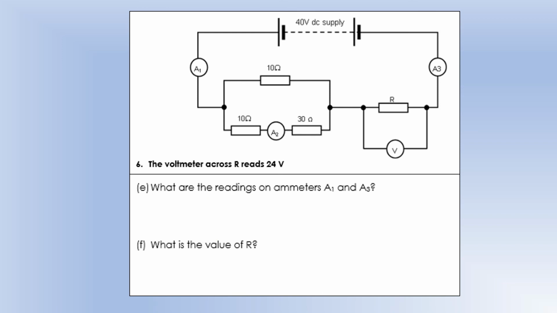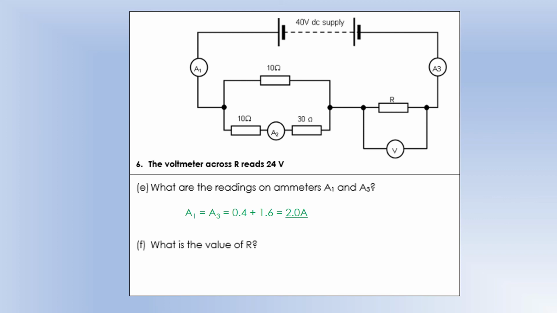Okay, and then final part, what are the readings on A1 and A3? Well, it's going to be those two currents added together. So A1 and A3 are going to be exactly the same. We take our two currents, add them together, it's going to be 2 amps.